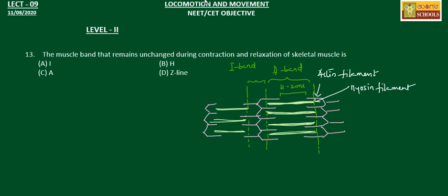So now let's see the question again. Muscle band that remains unchanged during the contraction and relaxation of a skeletal muscle. So we know that when the muscle contracts, from this point in the middle of the I band, and another line on this point, so this is the Z line and this is another Z line, and we know from one Z line to the next Z line is the sarcomere.